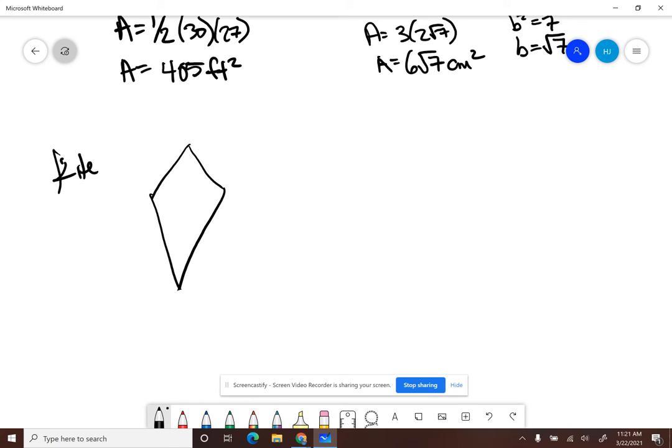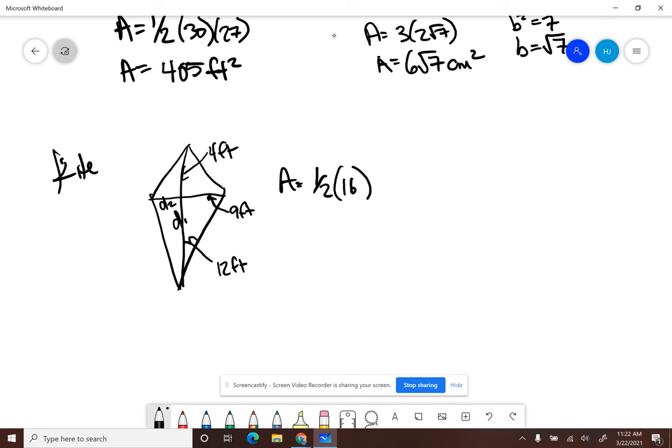All right, so we have our 2 diagonals here. And let's say that this one is 4 feet. And this one is 12 feet. And we're just told that this one is 9 feet. All right, so again, area equals 1/2, diagonal 1. We'll call this one diagonal 1 and this one diagonal 2. So diagonal 1, I just take 4 plus 12, which equals 16.